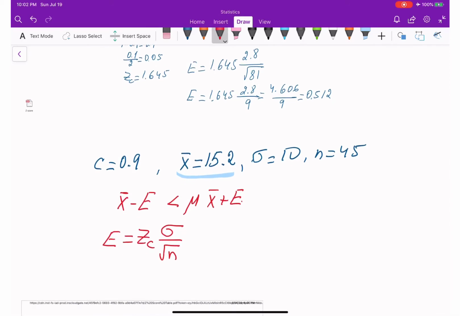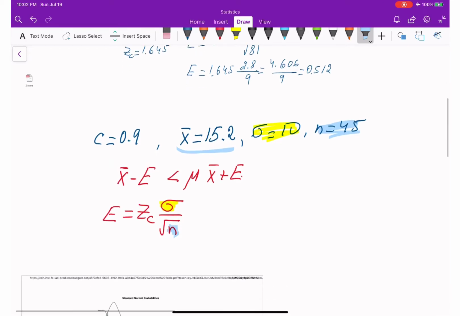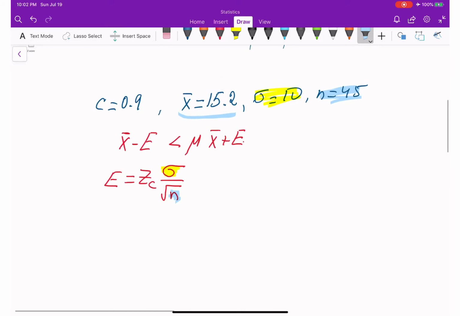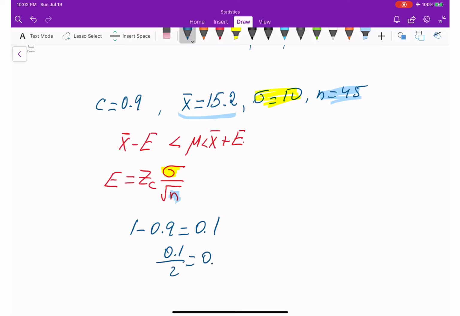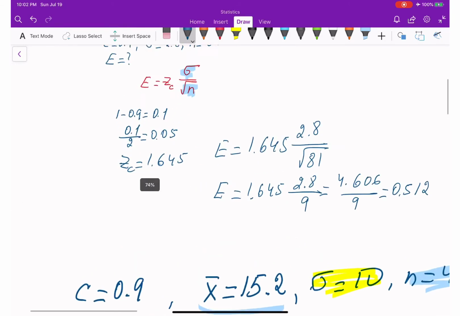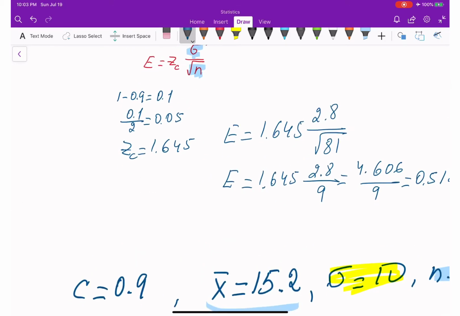Let's see what we have here. We have sigma, here it is, 10. We have n, it's given. So all we need to find is z critical. Once we have z critical, we can find margin of error, and once we have margin of error, we can find the interval for the population mean. Let's do it. To find z critical, we have c equal to 0.9, so 1 minus 0.9 is 0.1. From here 0.1 divided by 2 is 0.05. Back again, we had here 0.05, right? Here it is. Z critical is equal to 1.645.